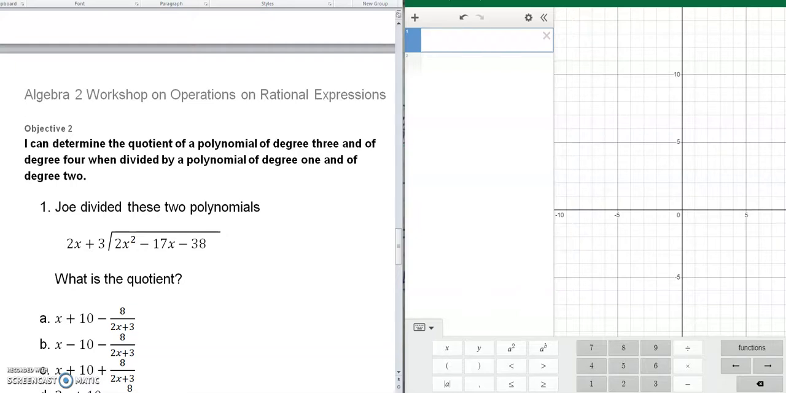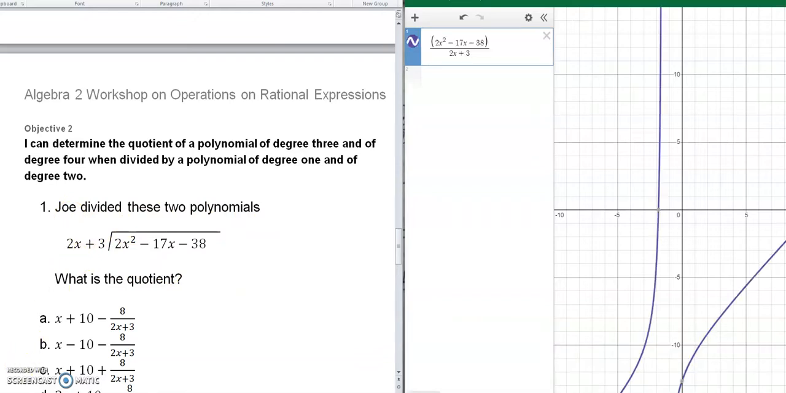Okay, so we're now on objective number 2. I can determine the quotient of a polynomial of degree 3 and of degree 4 when divided by a polynomial of degree 1 and of degree 2. So Joe divided these two polynomials. We can plug this in on Desmos because as you can see, there's only one variable, which is the x. Just make sure that this whole expression right here is going to stay in your numerator and this one in your denominator. Now plug in all the answer choices and see which one overlaps with the given expression.